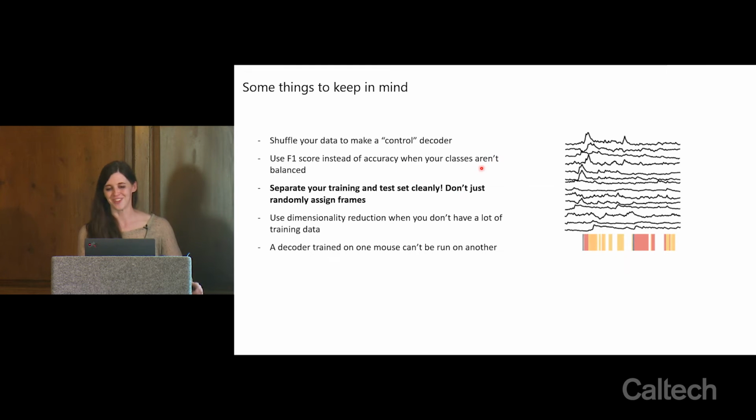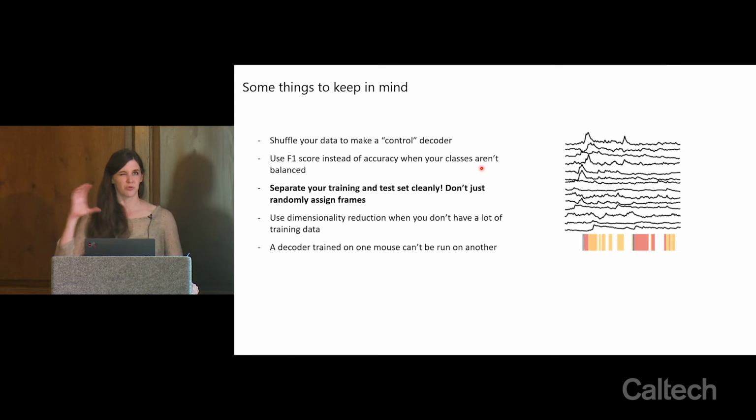F1 score, I went through this really fast. F1 score is another way of computing performance of a decoder when your classes aren't balanced. Did you guys go over that? Adi says yes. So with F1 score, rather than did you get it right or not, say you have a behavior that happens 5% of the time, you could be 95% accurate just by predicting that it never happens, but that's not a very great decoder. Instead, you report F1 score, which is a harmonic mean of precision and recall.